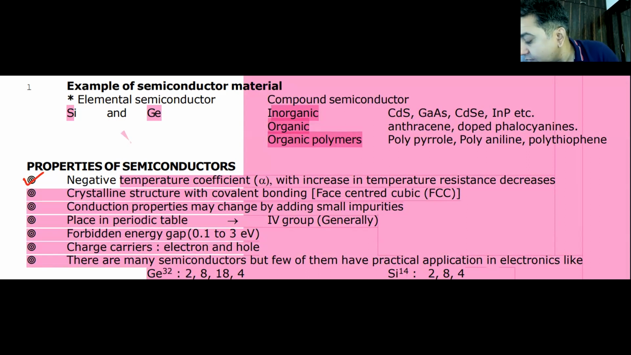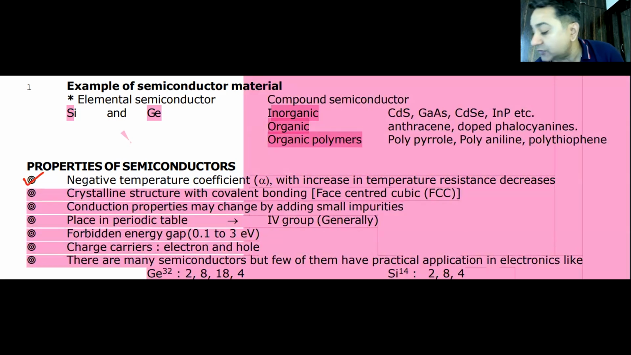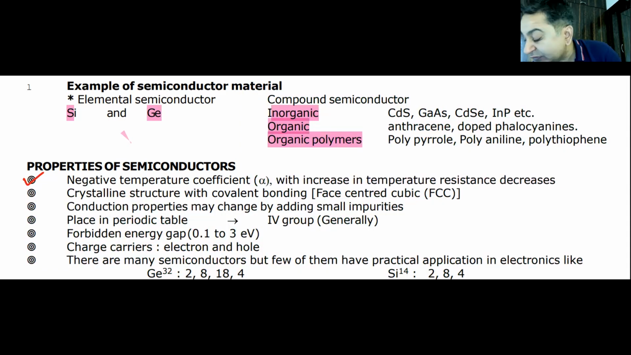That means, oops, what I've done here. How do I get it back? Okay. Negative temperature coefficient alpha, that means the resistance. Oops, when I'm going here, it's getting colored everywhere. So I'll do it ulta. I will start from here. That is better.